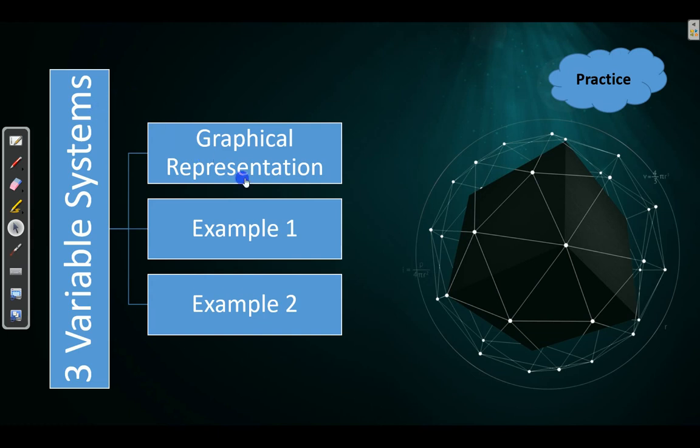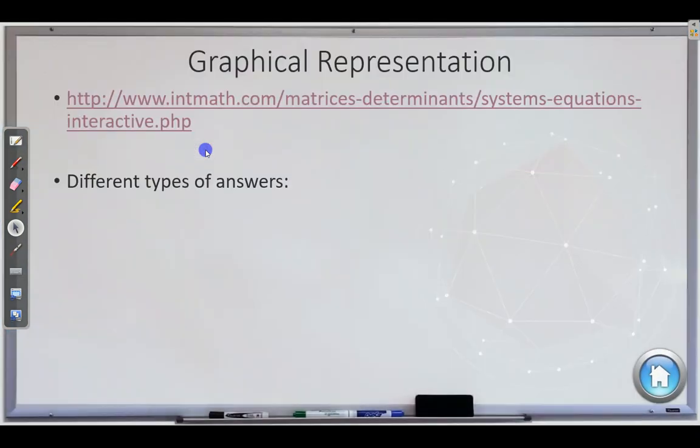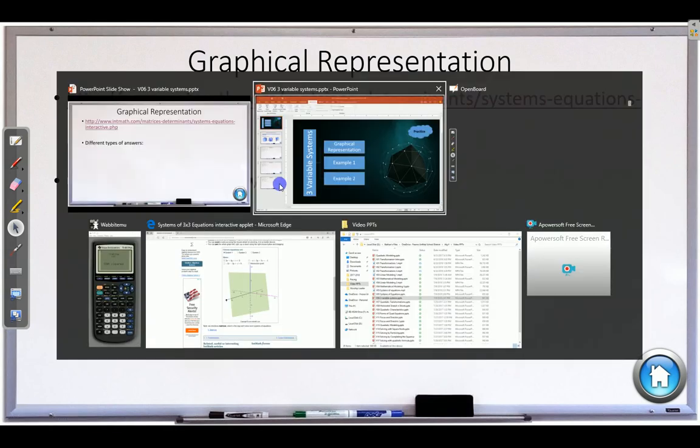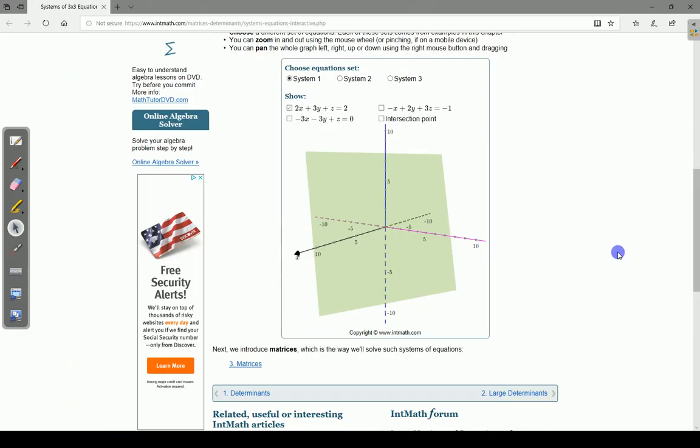And so we're going to take a look at three examples here. The first one, just like with two variable systems, we're going to look at graphing, a graphical representation. Now this gives us a good visual, but it's not actually something you can do by hand because it is three-dimensional. So first, let's get a view of what this looks like. I've got a website here we are going to go to see this.